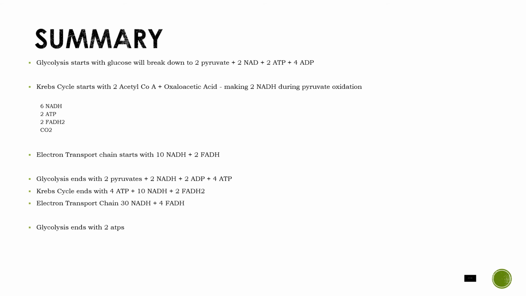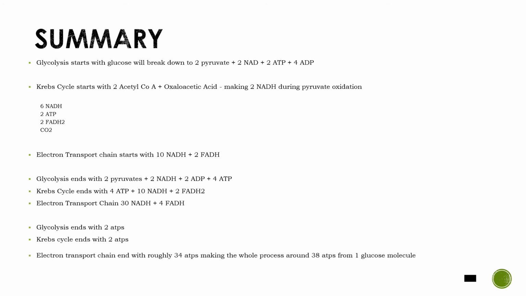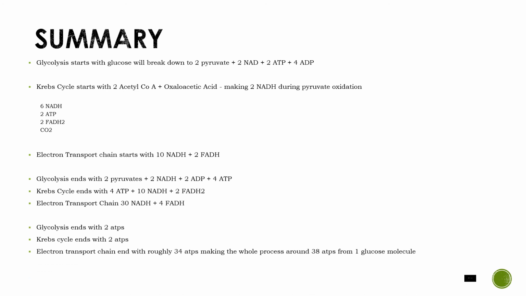So in total, after the whole process is done, glycolysis will end with 2 ATPs, the Krebs cycle will end with 2 ATPs, and the electron transport chain ends with roughly 34 ATPs, making the whole process around 38 ATPs from one glucose molecule.